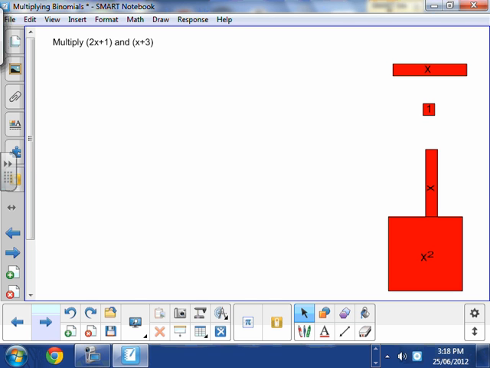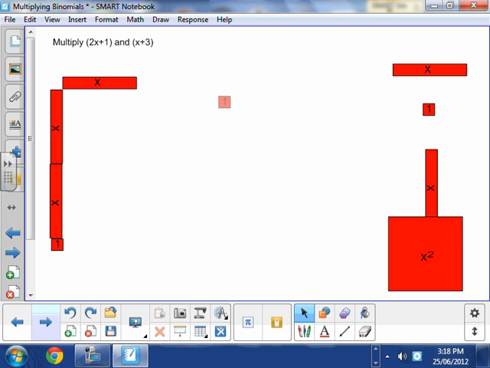Well, let's look at how we want to multiply binomials, represented by 2x plus 1. So let me do a 2x plus 1. I have my x, I need another x here, and plus 1. Let's say that will be the width. And then I have x plus 3 as the other dimension. So that can be my length, and I have my 3.